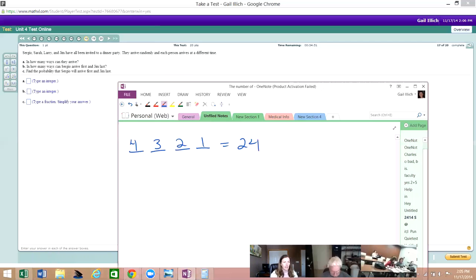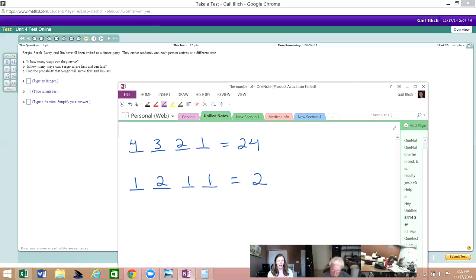Yes. Okay. Now it says, in how many ways can Sergio arrive first and Jim arrive last? Okay. So now we want Sergio to be first and Jim to be last. So the first and the last already are assigned. So how many people do you have available for coming second? 2. Only 2. And then you only have 1 left to be third, right? So this answer is going to be 2.